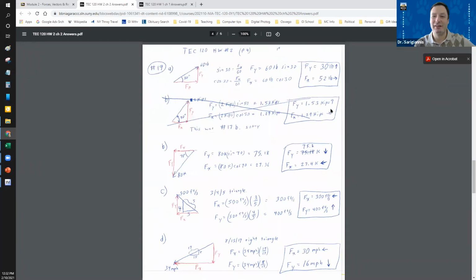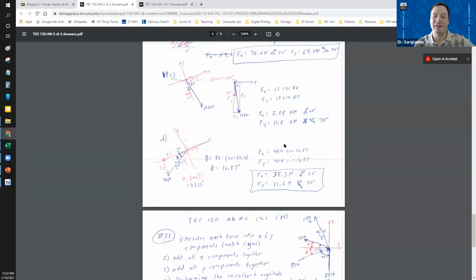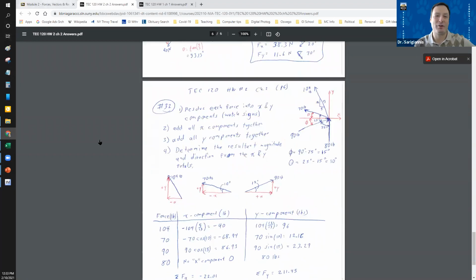What is this? This is a cross out. Ignore that. I redid it here. Yeah, some people did exactly what I did. They did number 17B. Do the problem that you're asked to do, 19. The figures in your book can get a little crowded. So let's walk through.